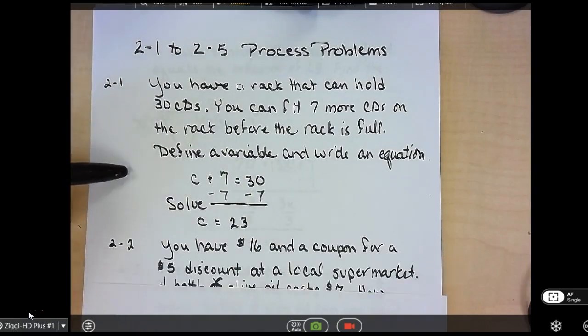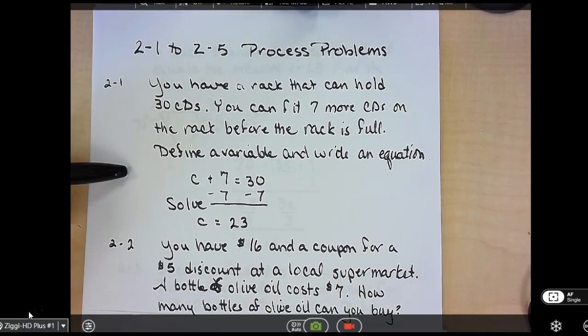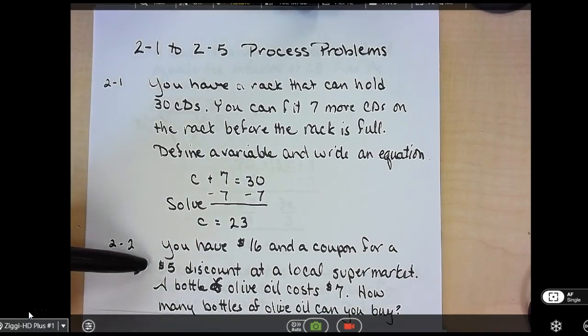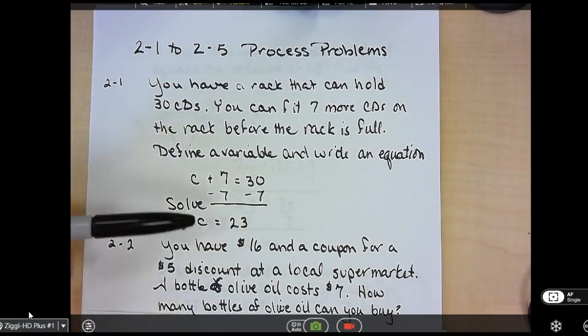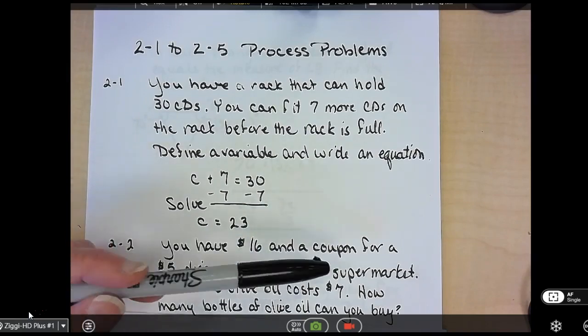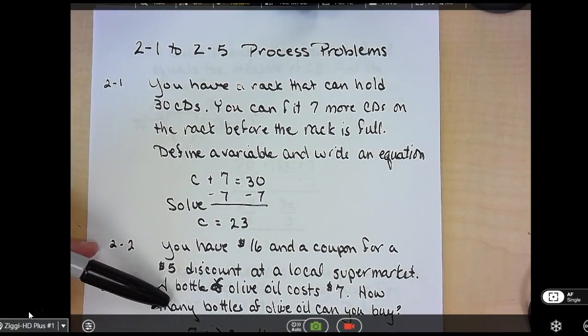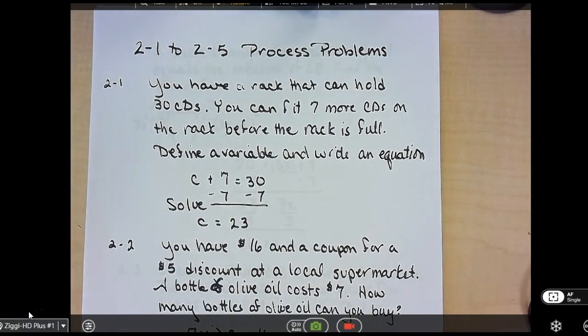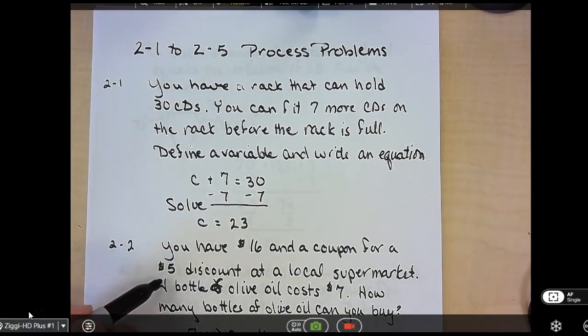In 2-2, they were two-step problems. So you have $16 and a coupon for a $5 discount at a local supermarket. A bottle of olive oil costs $7. How many bottles of olive oil can you buy? So we know we have a total of $16, so that's what it will equal. I don't know how many bottles I can buy, but I know there's $7 each, so I can take 7 times the number of bottles. So I just used X. I could have used O. And then my discount was $5, so I subtract off 5.